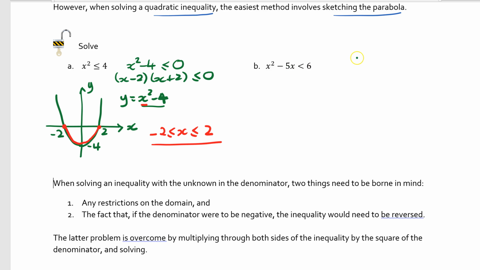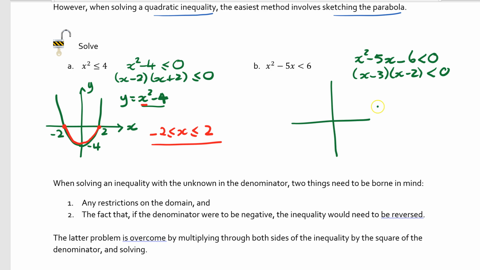x squared minus 5x less than 6. So if we rearrange this so it's a parabola, x squared minus 5x minus 6 less than 0, and we factorise our parabola, so treating this as if it's equal to 0. So two numbers that multiply to minus 6 and add to minus 5 would be this. So the critical values here are x equals 6 and x equals minus 1. And we know that they're the values which, if we sketched up the parabola y equals x squared minus 5x minus 6, they would be the values where we cut the axis.